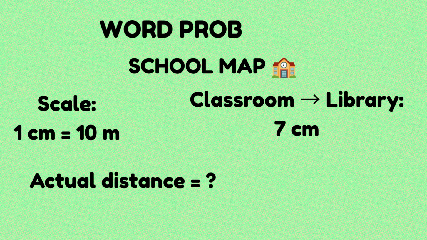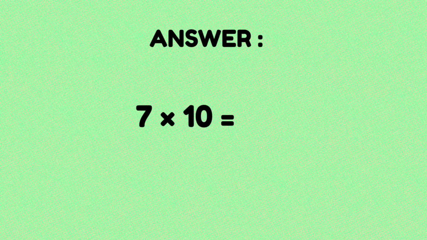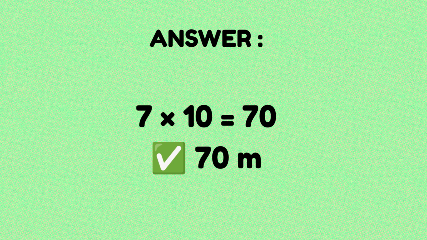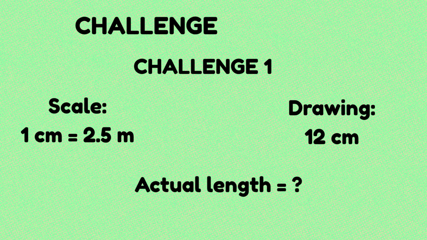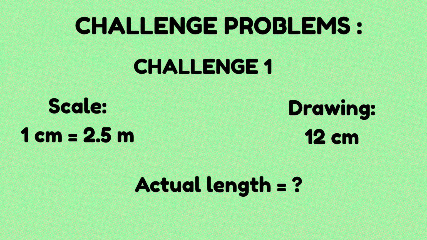On a school map, the distance from the classroom to the library is 7 centimeters. The scale is 1 centimeter equals 10 meters. What is the actual distance? Let's make it more challenging. The scale is 1 centimeter equals 2.5 meters. The drawing is 12 centimeters long. Calculate the actual length.